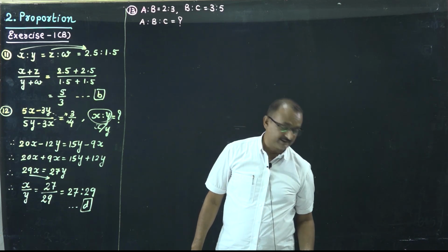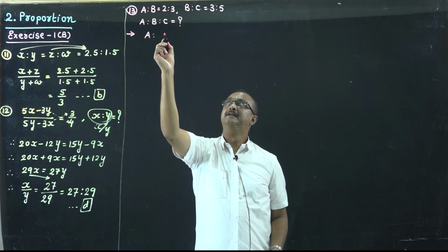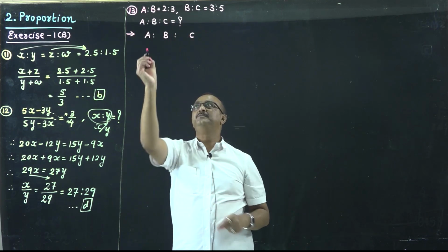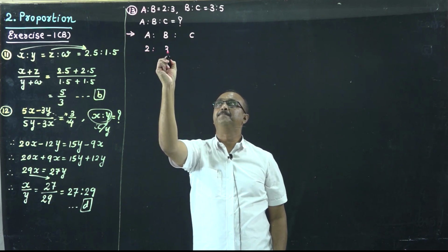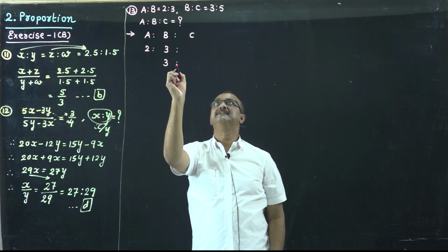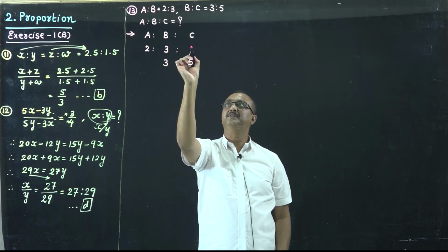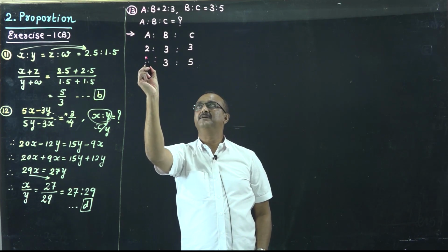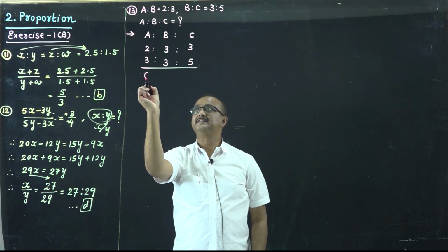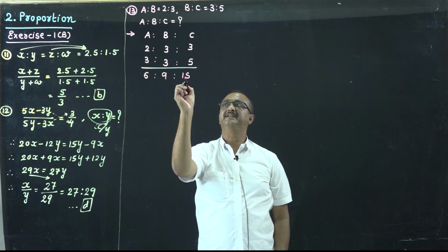Let's go, we saw in the last lecture how to find this. So write down A:B:C. A:B is 2:3 and B:C is 3:5. So which is common? B is common. So multiply with 3 here and multiply with 3 here. Now product. 3 2s are 6, 3 3s are 9, 5 3s are 15.